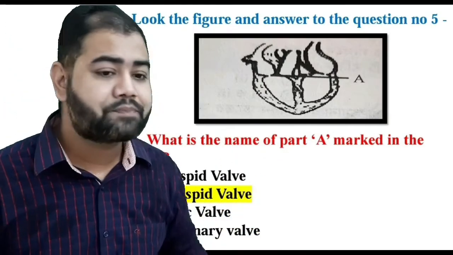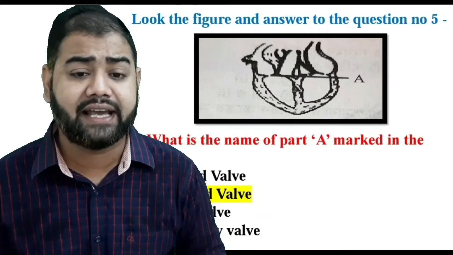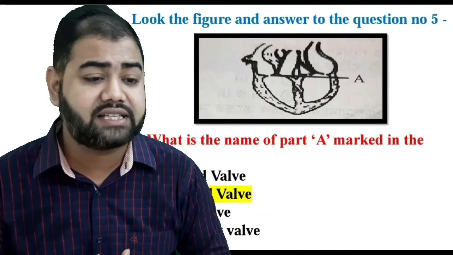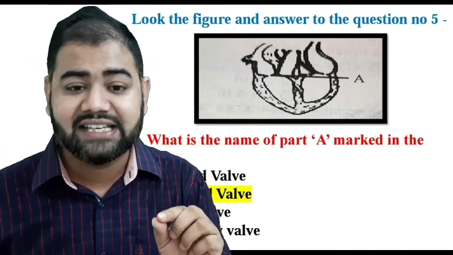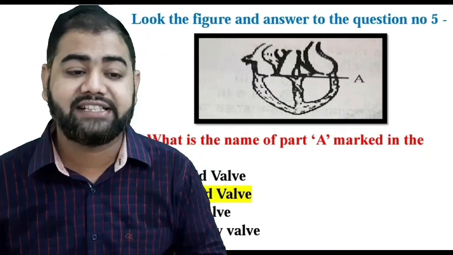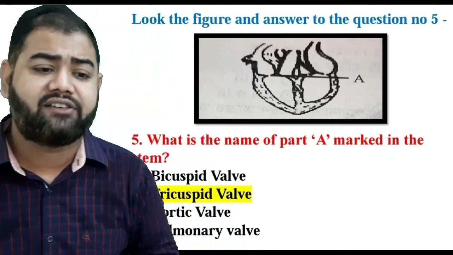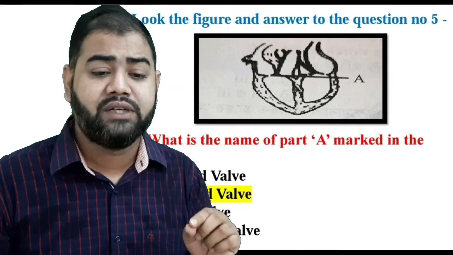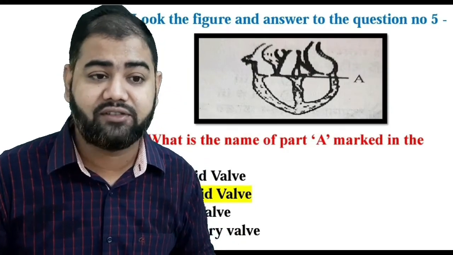Option B, tricuspid valve. The tricuspid valve consists of three flaps in the heart, and it lies between the right atrium and the right ventricle. Carbon dioxide-rich blood flows from the right atrium to the right ventricle through this valve.